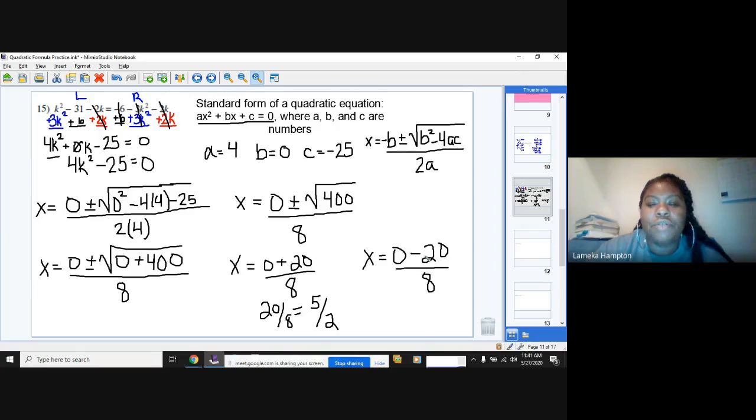I have 0 minus 20. That's going to give me a negative 20. So negative 20 over 8. And of course, that's also going to give me a negative 5 over 2. So my answers are positive 5 over 2 and a negative 5 over 2. Hopefully y'all can see that is a 2 at the bottom.